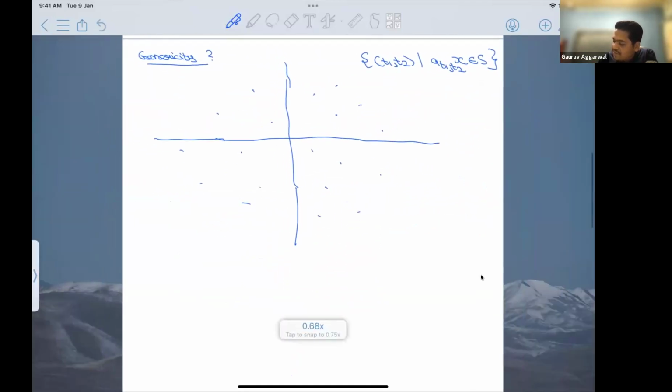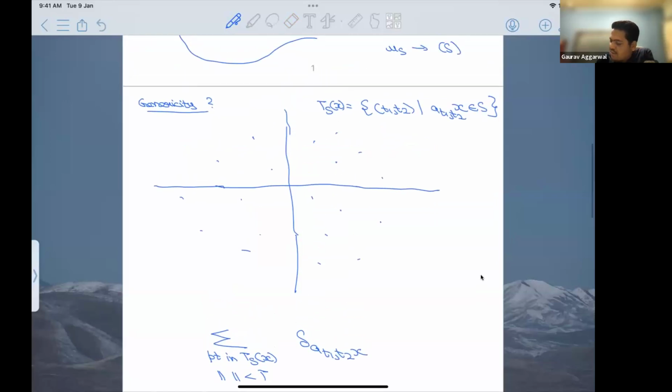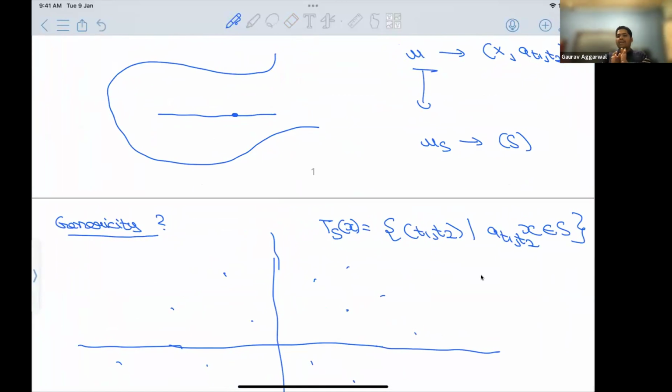Now, by genericity, we mean that if I look at all the points in R2, this plane R2, or this set, say, Ts of x, with norm less than capital T. In other words, I start with the point and flow it in both positive and negative directions in the multi-parameter flow, but the flow should have time limit less than or equal to capital T.